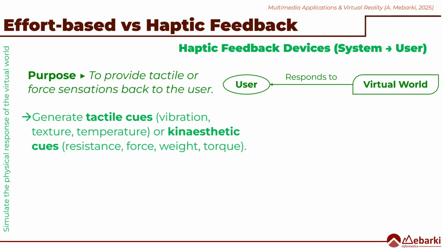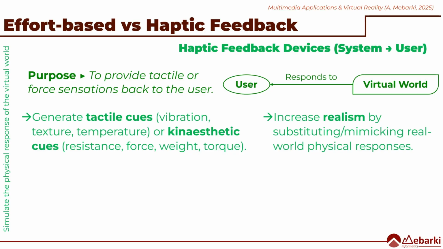From a technical standpoint, these devices are characterized by their ability to generate different types of sensory cues. Tactile cues include vibration, surface texture, or temperature changes, which stimulate the skin and convey information about contact or material properties. Kinesthetic cues involve resistance, force, weight, or torque, and stimulate muscles and joints, allowing the user to perceive object mass, stiffness, or constraints. Together, these cues enhance realism by mimicking or substituting real-world physical responses that would normally arise during interaction.